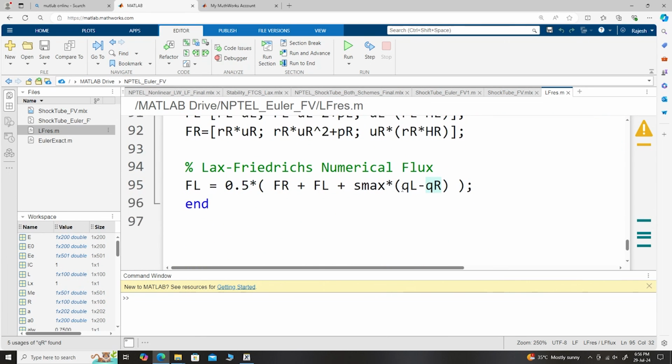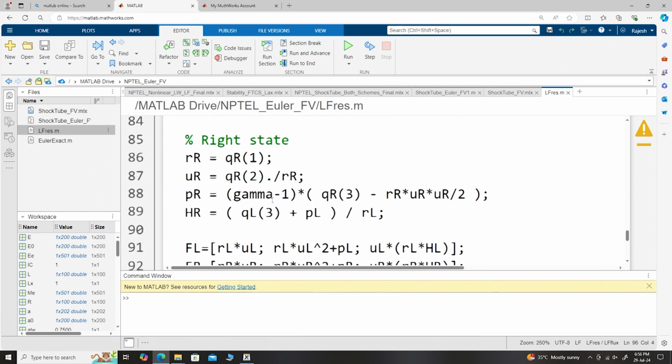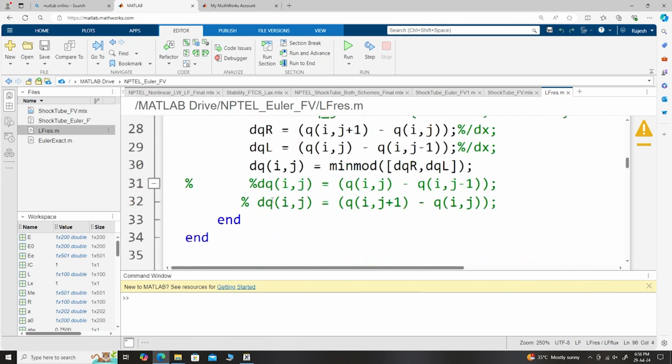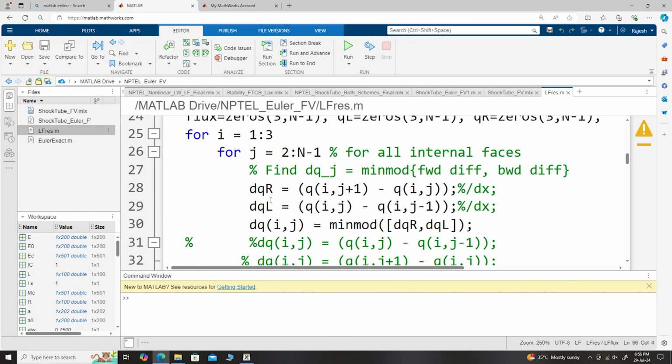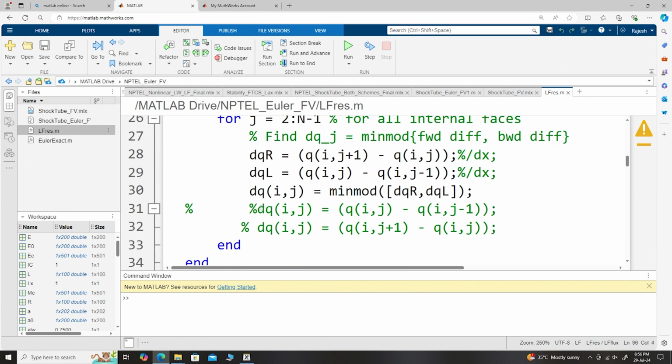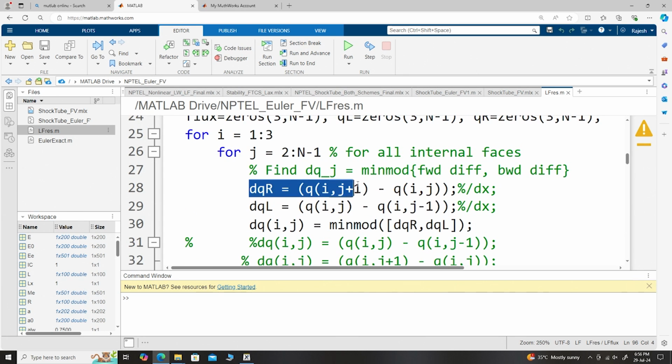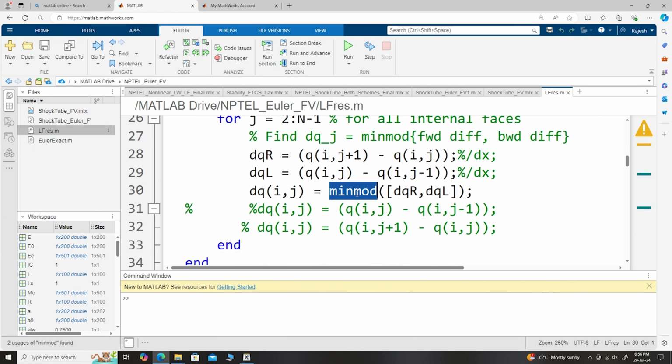There we were using i plus 1, i minus 1; here we are using left and right conditions, and we will be calculating the fluxes. Once you calculate the fluxes, you have to calculate the residue. Before that, how do you get the values at the faces constructed from the left and from the right? You can use this forward difference, j plus 1 minus j. You can calculate from the left, which is the backward difference, and this limiter is called the minmod limiter.